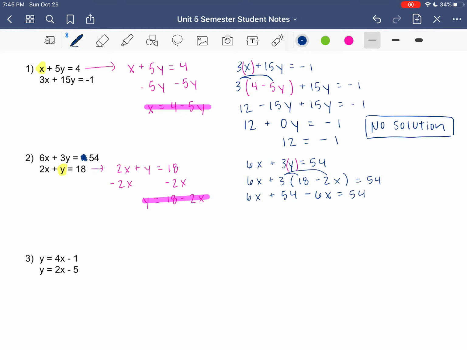And now check this out. Again, when I'm combining like terms, 6x minus 6x would be 0x plus 54 equals 54. So 0x, of course, again, is just 0, so I get 54 equals 54. And now that statement, although a little weird in an equation, it is true. 54 does equal 54. So if you remember back when we did equations, when we get something that is equal on both sides, we call that infinite solutions. And so think about what we know about systems. That means that these two equations actually graph the same line.